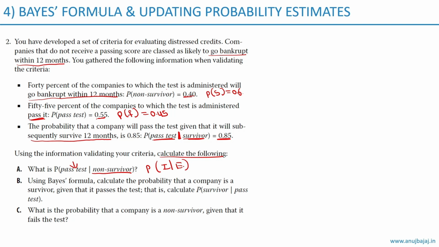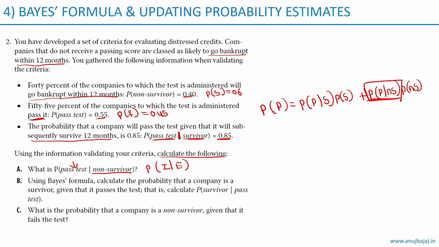So using the total probability rule, the probability of a company passing the test equals the probability of a company passing the test given it has survived, multiplied by the probability of the company surviving, plus the probability of the company passing the test given it has not survived, multiplied by the probability of the company not surviving. So this is what we need to figure out.